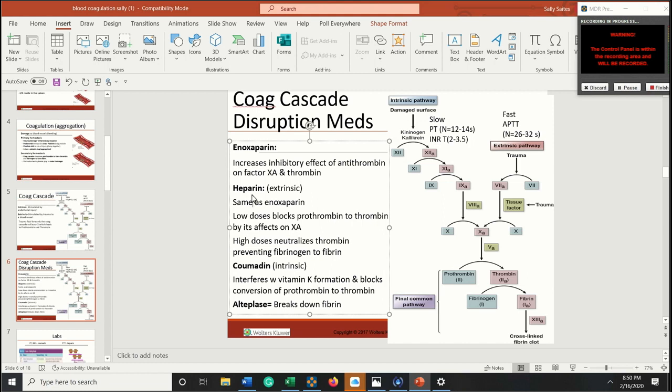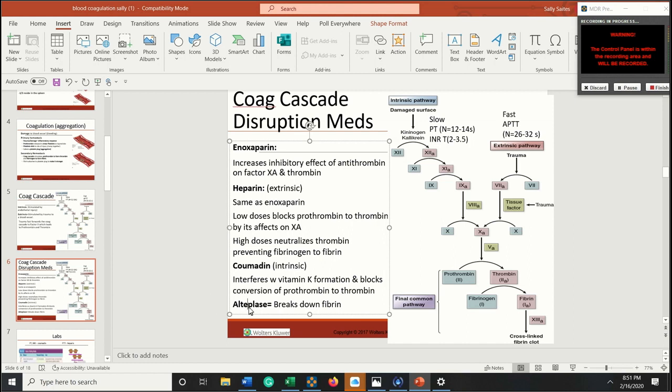So P for P, heparin, protamine sulfate. Those are the antidotes. So if someone has a value too high or they're bleeding and we need to stop the bleeding and it's a very serious issue, we can go ahead and give antidotes for these, which is very nice. Now, alteplase, we're just going to touch on that.